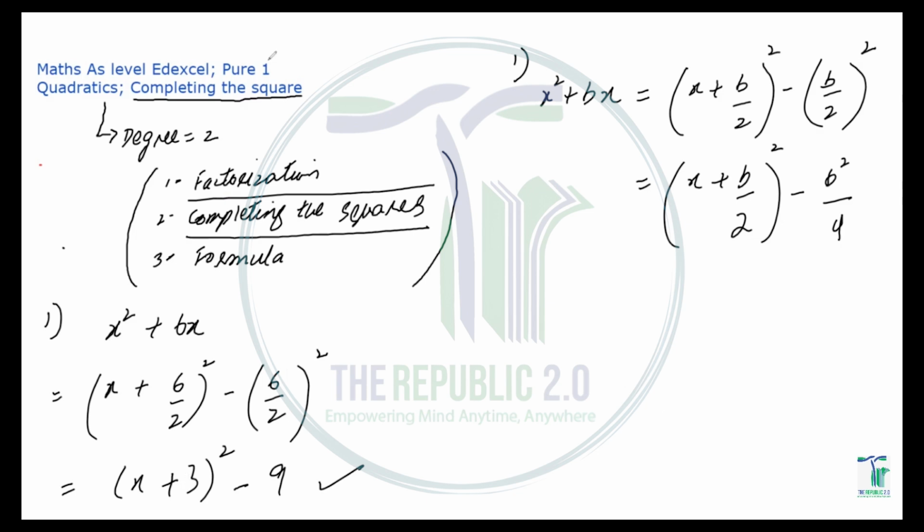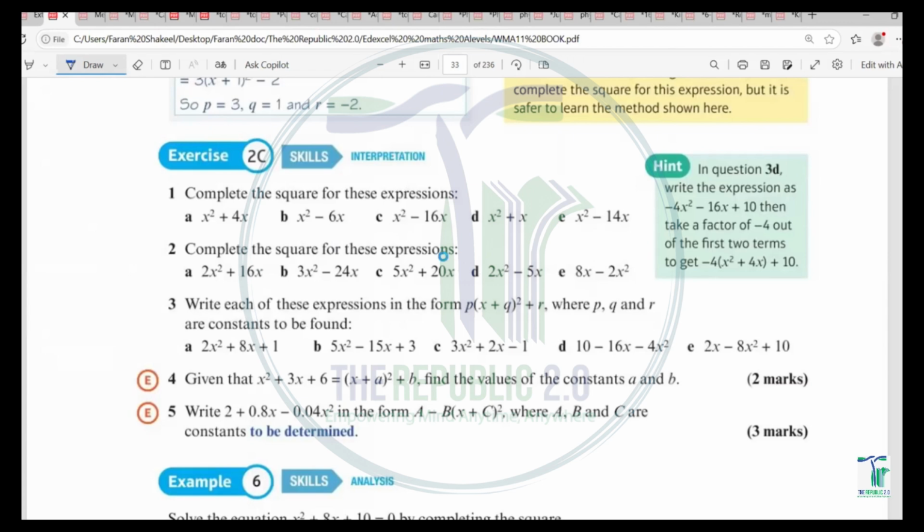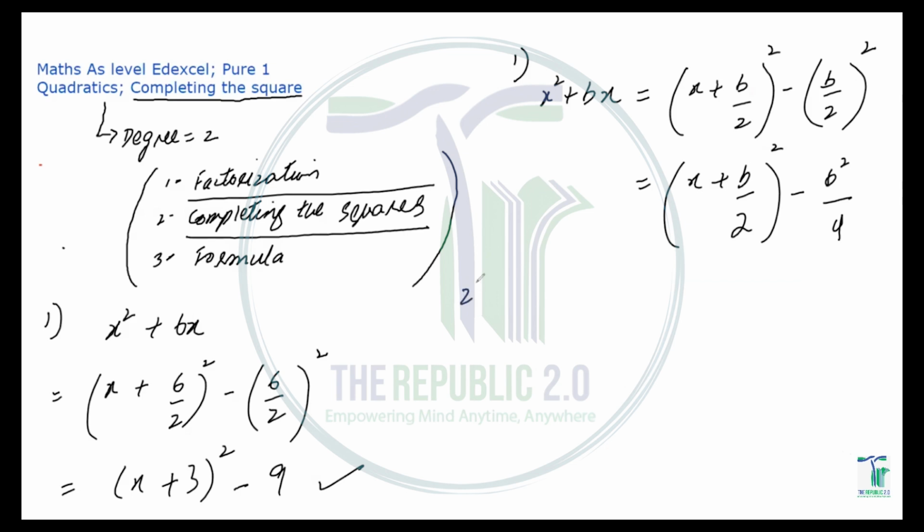Now, if you go to the Edexcel book over here, we've got these questions. Let's try the C part of question number 2, which is 5x squared plus 20x. How can we solve it? Remember that before writing an expression in completing square form, you need to take something common, and that is 5 over here. If you take 5 as common, you'll be left with x squared plus 4x, and now you can do the completing the square.